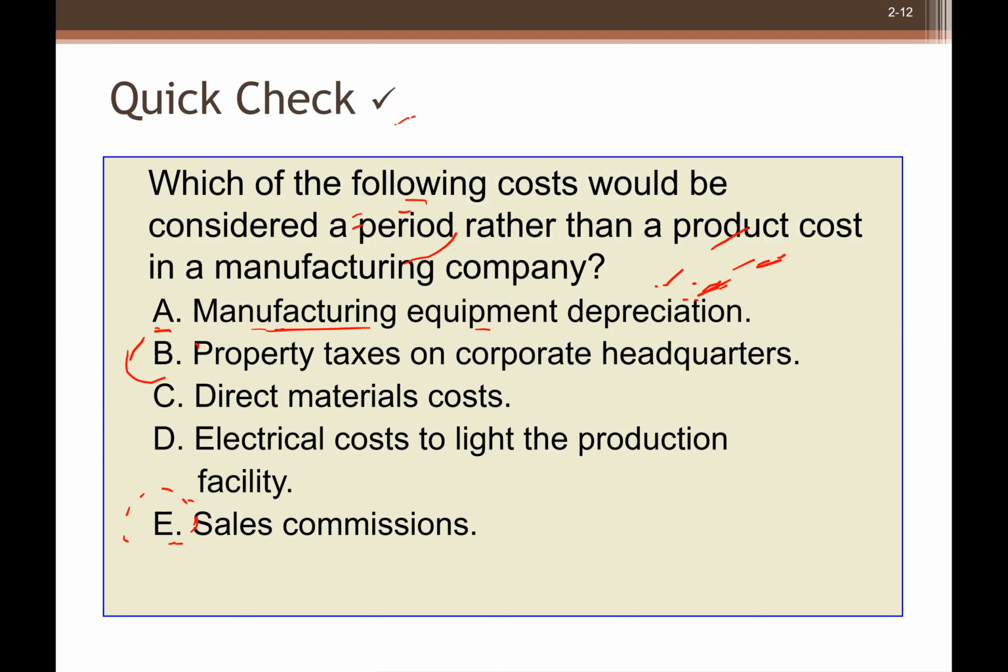B, property taxes on corporate headquarters. It's not the manufacturing facility, it is headquarters. This is definitely which one? Period cost. Well done. Direct material cost is a product cost, no doubt on that. E, electrical cost to light the production facility. Which one? Production facility. So this is product cost. Well done. Sales commission is a period cost. So the answer is B and E. Well done, girls.